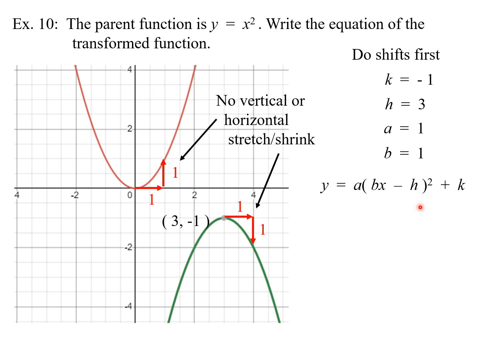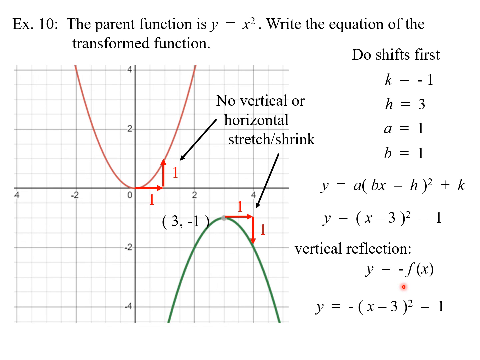So then in our general form, okay, now we can insert our numbers, and we get that. And now let's deal with a reflection. It's a vertical reflection across the axis. And for a vertical reflection, we put a negative sign out in front of the entire thing. And so we get this.